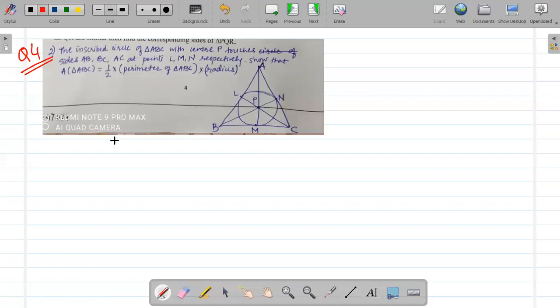And how would we proceed? We can start with writing out the given. Nothing much is given over here, it's just that the circle touches the sides at these particular points. Just give me 1 minute, please. And what are we asked to prove? We are asked to prove this part. So let's start with the proof.